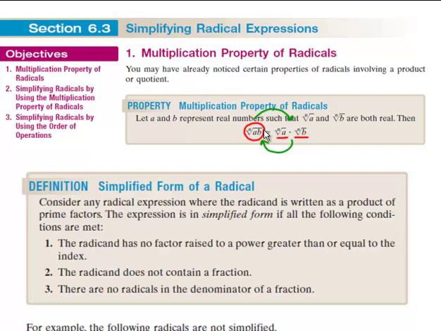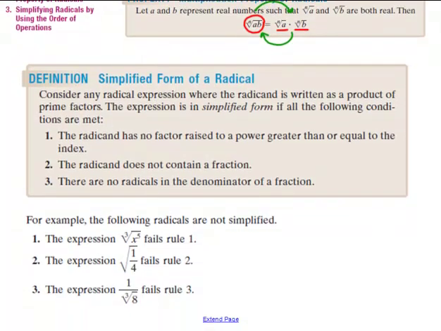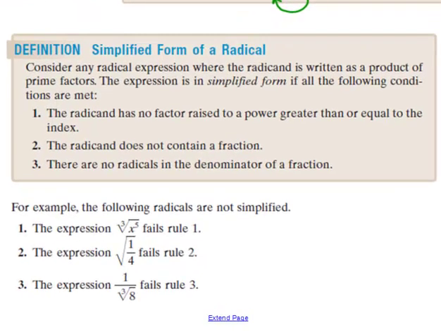So, simplified form. How do we know when we're done with these next couple of problems? To have a fraction that is simplified, it needs to meet all three of these conditions. Condition number 1 says that the radicand has no factor raised to a power greater than or equal to the index. So this very first one, we have the cube root of x to the 5th. Because this 5 is bigger than this 3, that is not okay. There's still some simplifying that needs to happen.